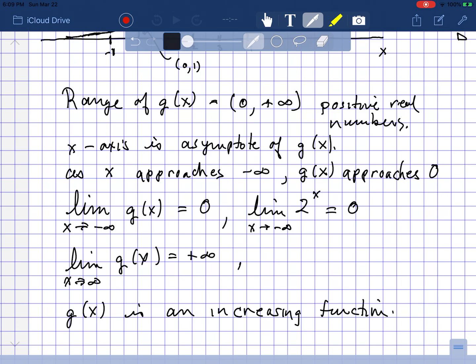What does that mean? So increasing function, well, you'll remember that if I have two numbers x and y, and x is strictly less than y, then if g is increasing, that implies that g of x is strictly less than g of y. So if I have this strict inequality, x is strictly less than y, then I know that g of x is going to be strictly less than g of y.